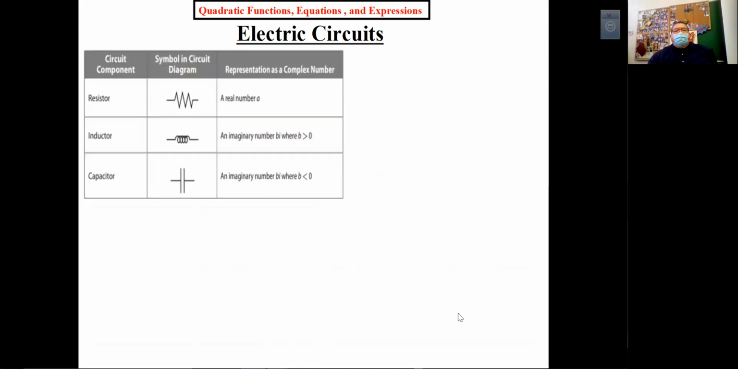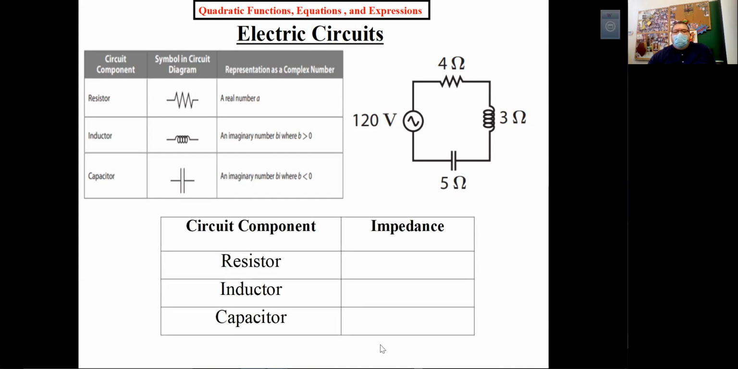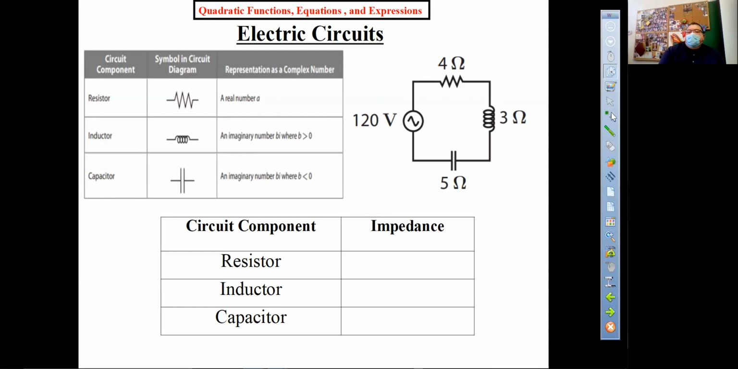So on your Cornell notes, write Example Q and copy this diagram, not the table, the diagram here. It shows you an input of 120 volts, with 4 ohms up here, 3 ohms here, and 5 ohms there. And copy this table down here. I'll give you some time to do that. All right, you should have copied the diagram and the table. So let's get started.